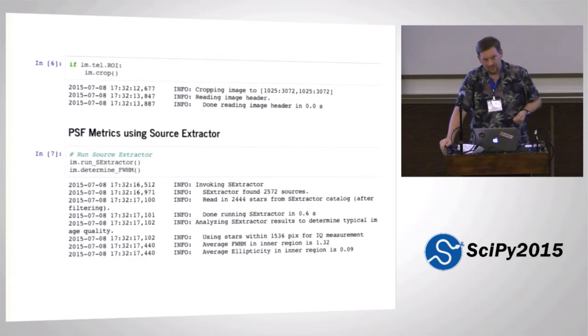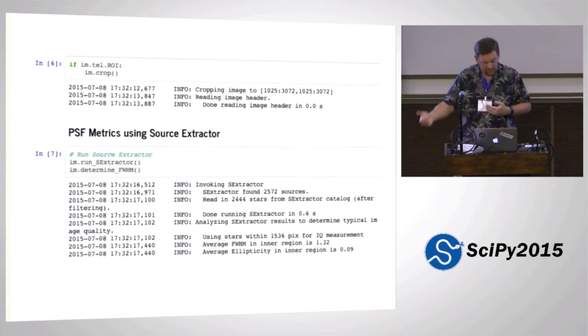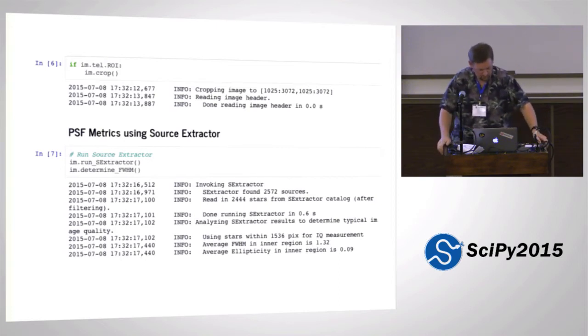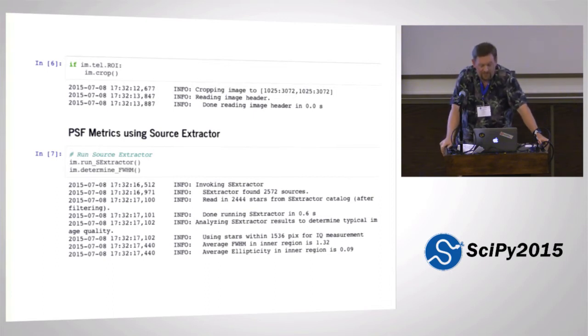I use the Source Extractor program, and what it does is look at the whole image and basically mark as sources or stars groups of pixels which are connected together, which are all above a certain signal-to-noise threshold, and then it gives you back a catalog of information about those. So I just directly call Source Extractor and read in the catalog data, with, in this case, roughly 2,500 stars in it, and then run a determine full width half max method, which just goes through that and spits back out the typical full width half max and ellipticity of stars.